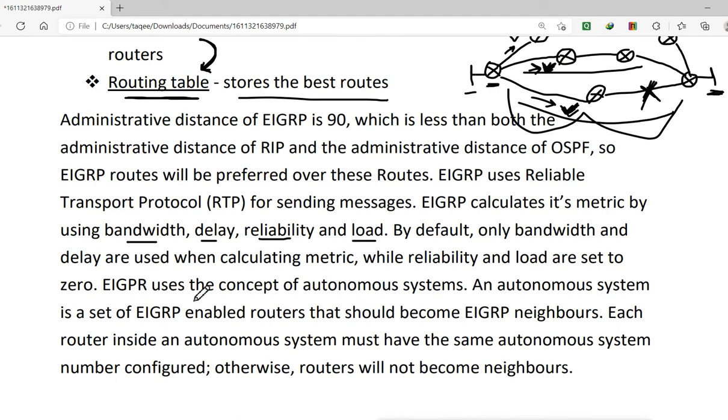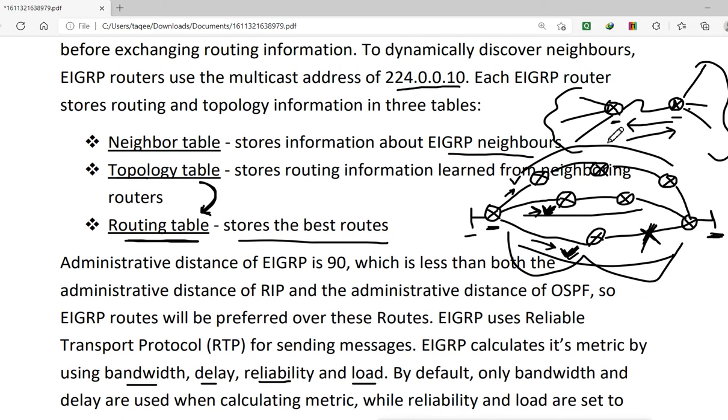Then EIGRP uses the concept of autonomous system. An autonomous system is a set of EIGRP enabled routers that should become EIGRP neighbors, and each router inside an autonomous system must have the same autonomous system number configured. Otherwise routers will not become neighbors. So very simple, an autonomous system is a routing domain, and this routing domain gets a number, the autonomous system number, which we have to configure when we are configuring EIGRP. And neighbor routers will become neighbors only when they have the same autonomous system number configured.